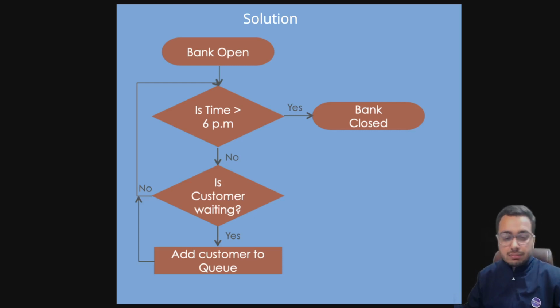The bank is open and the security guard is going to check every time: is it 6 p.m. or not? If the answer is yes, he is going to close the bank. If it is not, he is going to check whether there is a customer waiting outside the bank. If yes, he is going to add the customer to the queue. So this is how it goes, add the customer to the queue.